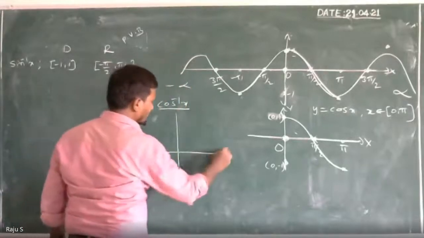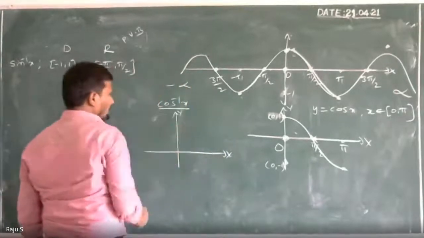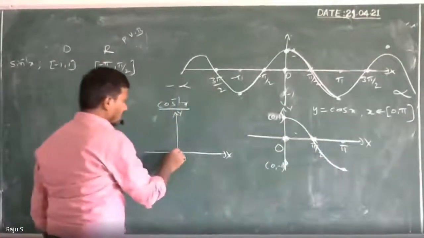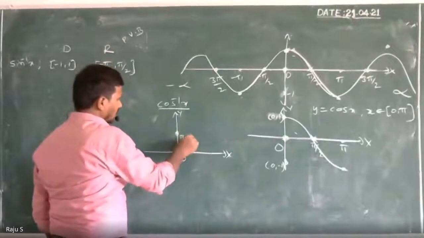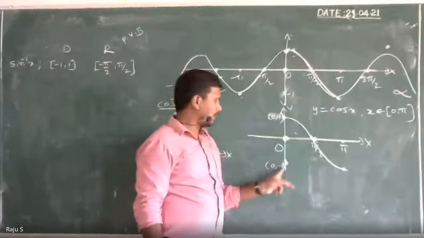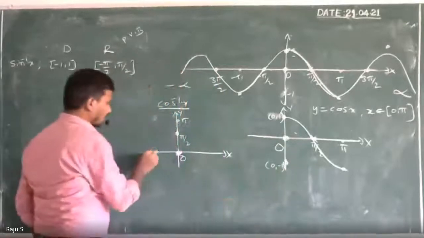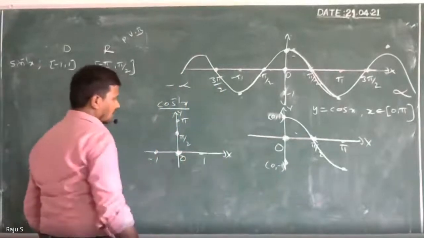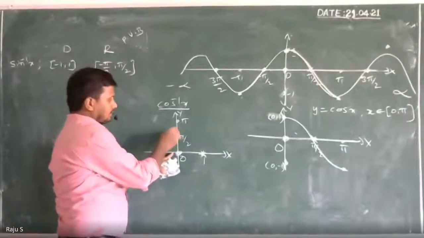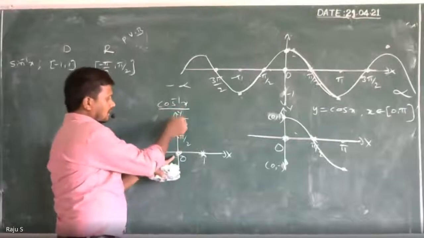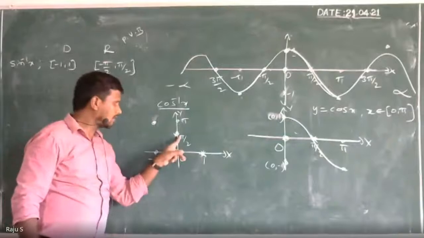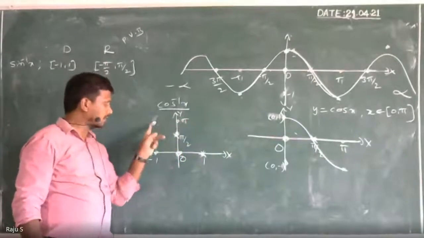The y-axis becomes the x-axis. What are the values on the x-axis? 0, 90, 180. We can take on the y-axis 0, 90, 180. And what are the values on the y-axis? Minus 1 to 1. Take on the x-axis minus 1, 1. Now what is cos 0? 1. What is cos 90? 0. What is cos 180? Minus 1.